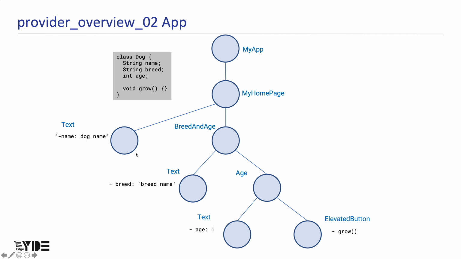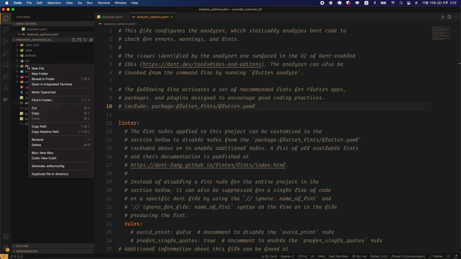My homepage consists of a text widget that displays the dog's name and a breed and age widget. The breed and age widget consists of a text widget that displays the breed and an age widget. The age widget consists of a text widget that displays the age and an elevated button that increases the age.